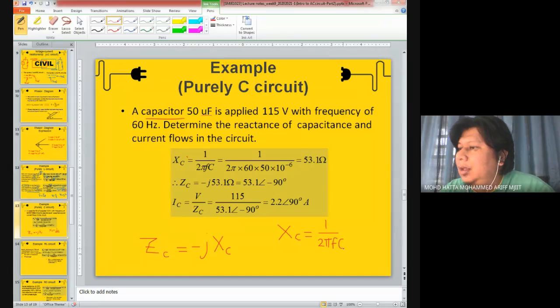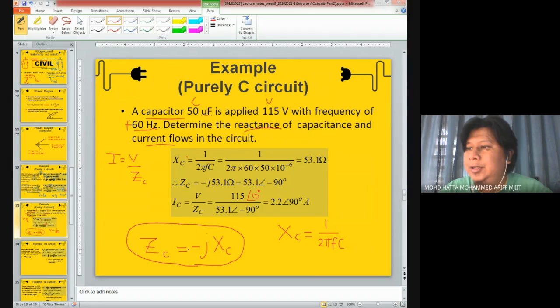Okay, looking at the question, we have the value of C over here, capacitor value. You have the value of voltage without mentioning about the angle, means that the angle can be regarded as 0 degrees over here. And we have a frequency value which is 60 hertz. And in this question, we need to calculate the reactance of the capacitance and also the current flow. The current flow will be calculated using basic Ohm's law, where I equals to V over Z. And in this case, Z is ZC given by this equation.